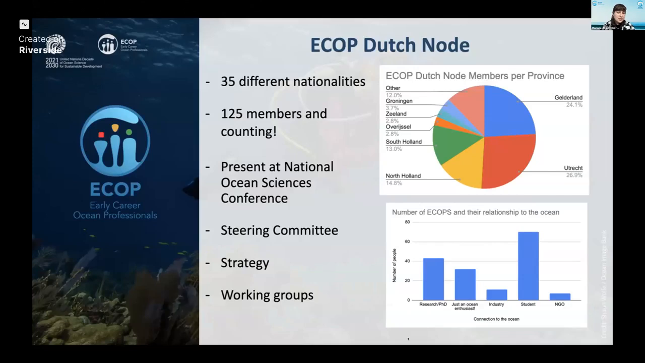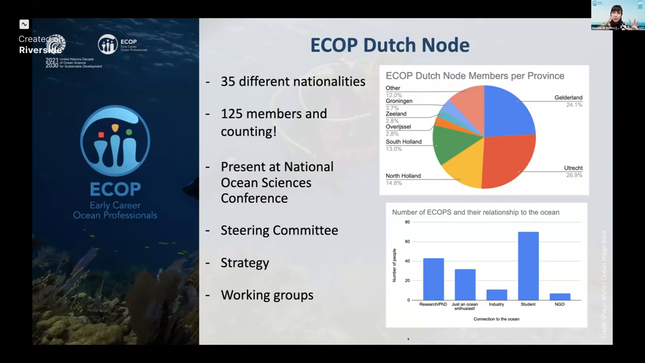So here are a little bit of stats of where the Dutch node is at. We have 35 different nationalities. We have around 125 members and counting. We can see a little bit per province. If you know a little bit about the Netherlands, maybe this speaks to you. If not, I'll explain very briefly.